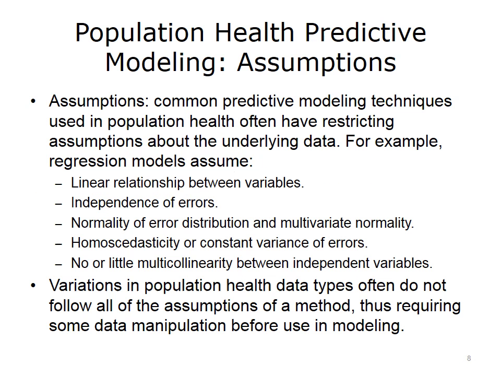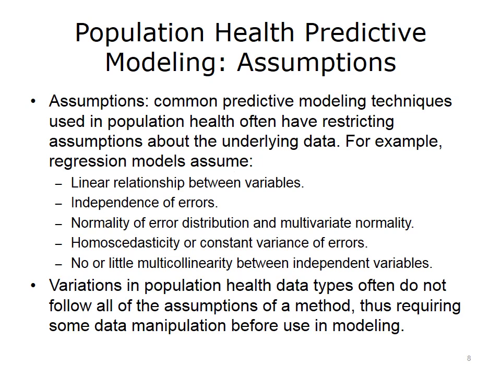There are usually a series of assumptions about the nature of the data and its types, variance, distribution, and quality when using certain statistical methods. The common predictive modeling techniques that are used in population health often have restricting assumptions about the underlying data. For example, regression models assume there is a linear relationship between variables. There is an independence of errors. A normality of the error distribution and multivariate normality exist, which is basically the fact that whatever could not be predicted is not following a special pattern.